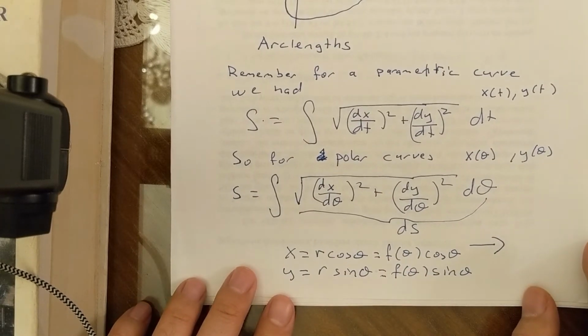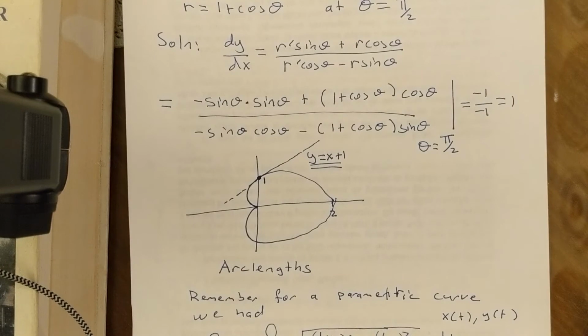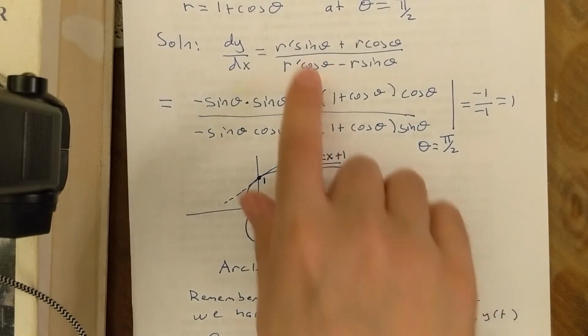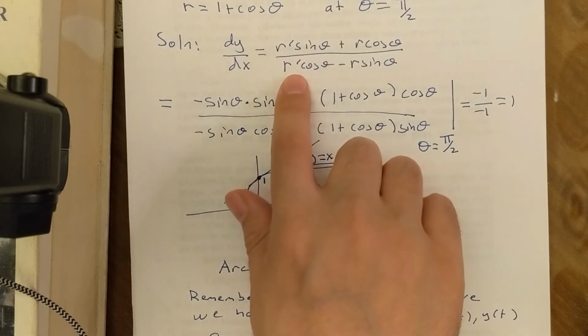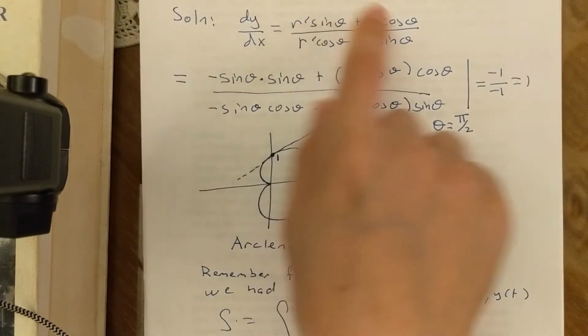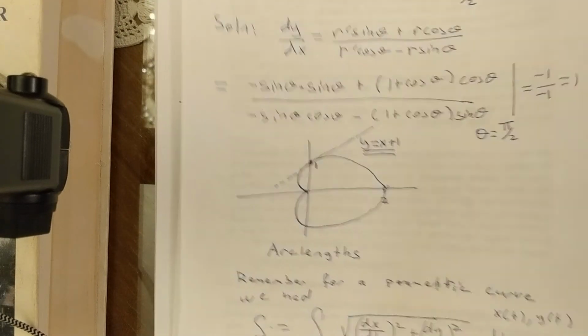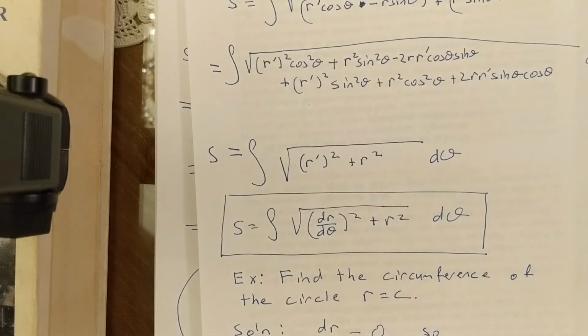Okay, so luckily on the previous page we calculated both dy/dθ and dx/dθ. This was dy/dθ, this was dx/dθ. So I'm just going to plug them in. I'm going to square this, plus I'm going to square this, and then take the square root. So let's do that slowly but surely.